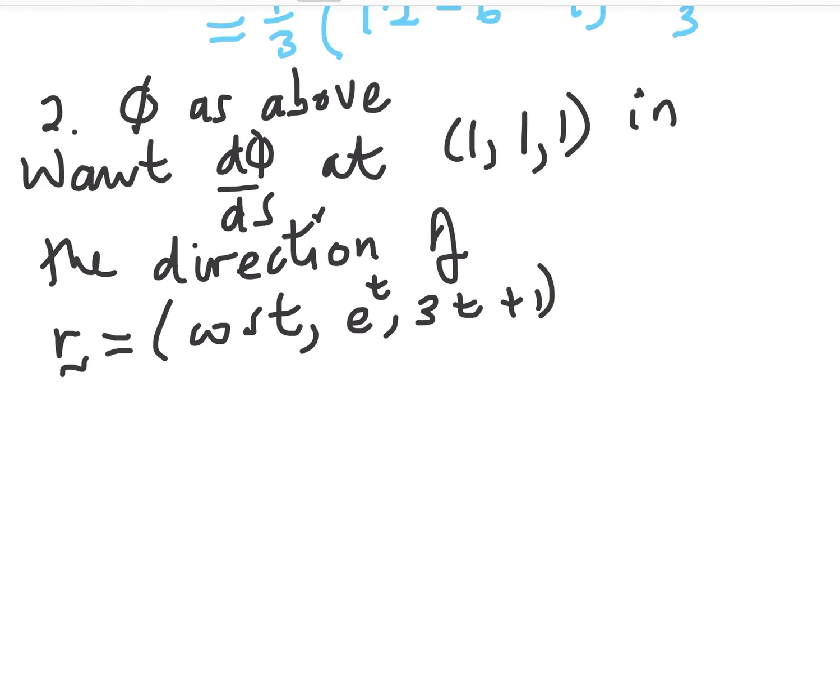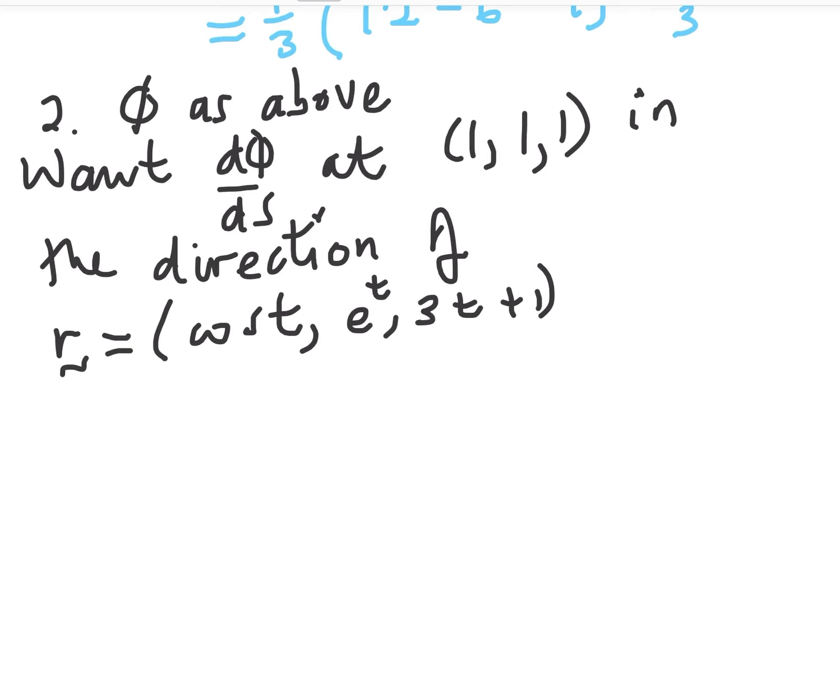So to determine this, we first of all need the t value. We're going to need this at some point. We're going to need the t value at which we obtain the point with coordinates x equal to 1, y equal to 1, z equal to 1.